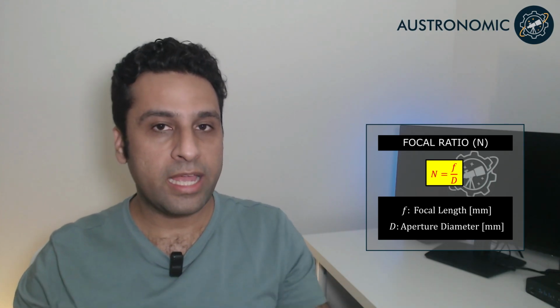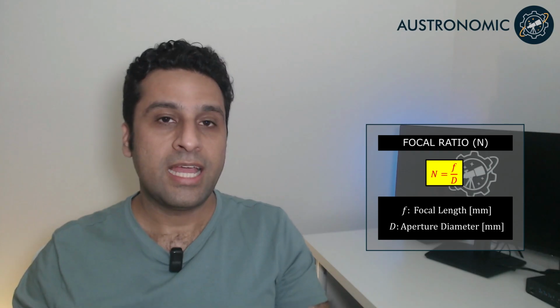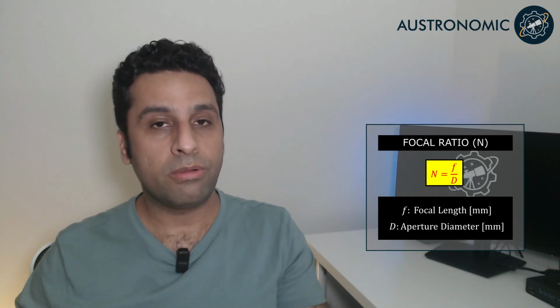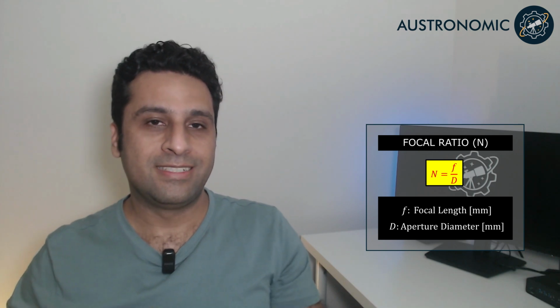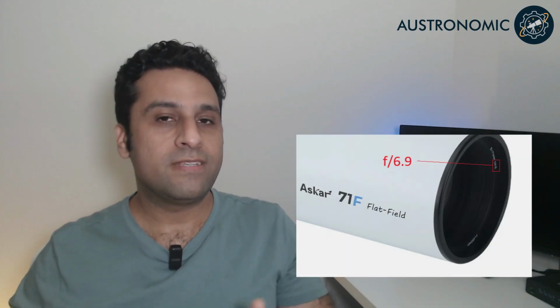It is defined as focal length divided by aperture diameter, using N for focal ratio, f for focal length in millimeters, and D for aperture diameter in millimeters. N equals f divided by D. This is the ratio written on an optical system as f/6.9, f/7, or f/10.